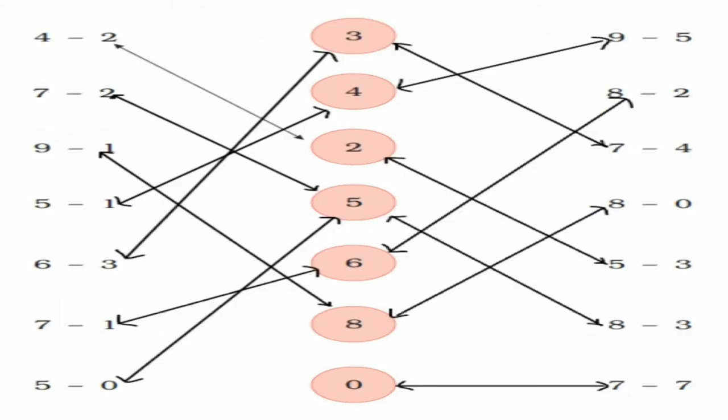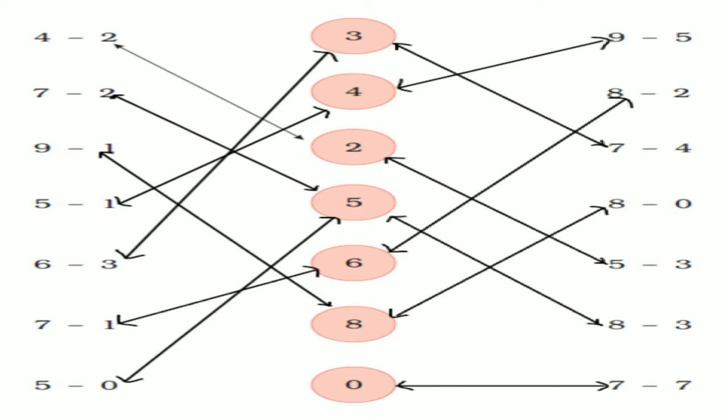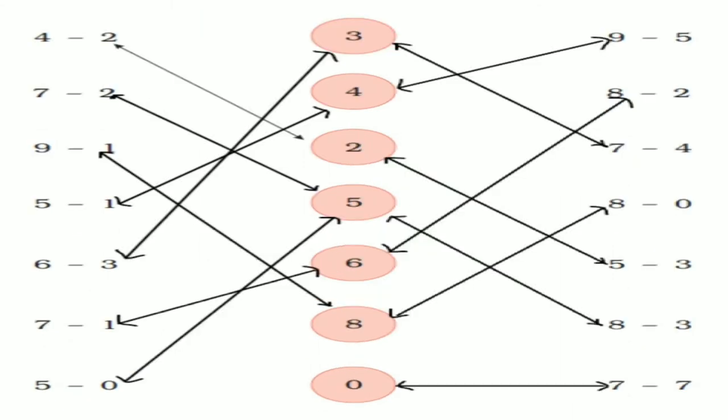Next, 5 minus 1. Let us count from 1 to 5. 2, 3, 4, 5. So how many numbers did we count? We have counted 4 numbers. So 5 minus 1 is 4. Next, 6 minus 3. Let us count from 3 to 6. 4, 5, 6. So how many numbers did we count? 3 numbers. So 6 minus 3 is 3.